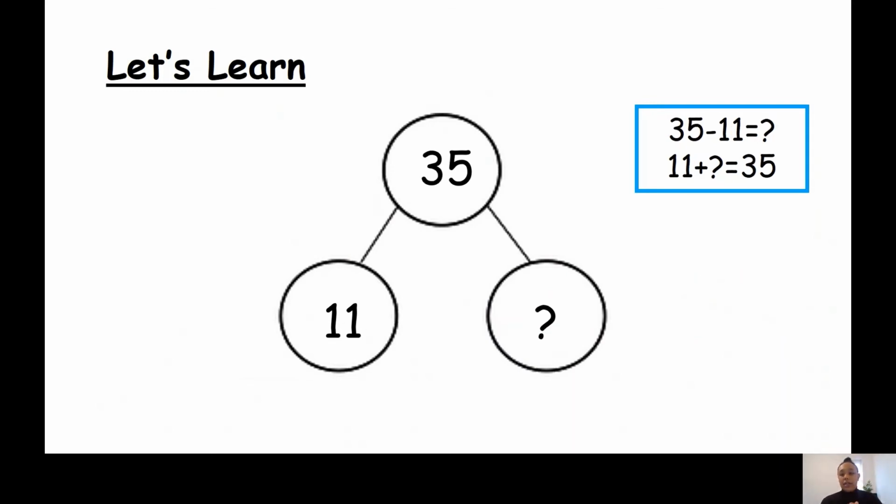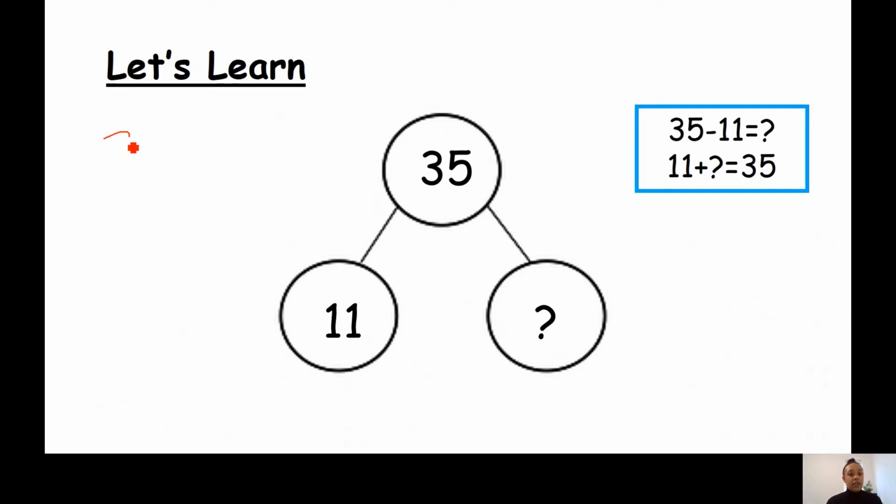Now let's have a look at this one. This one's a little bit tricky because we can use our 10 less, but it's a bit tricky for us to count on quickly 10 less on this one. So let's have a look. 35 is our whole at the top and one of our parts is 11. We can do what we did before and use the column method to help us work this out.